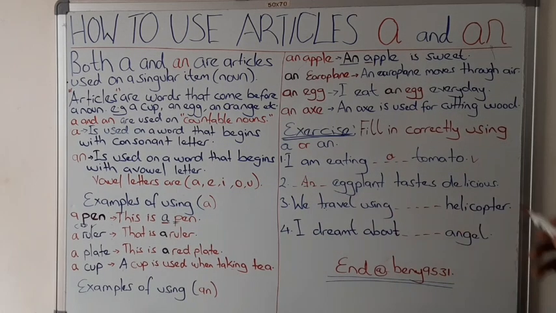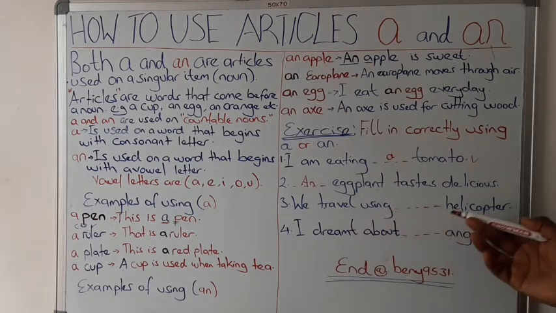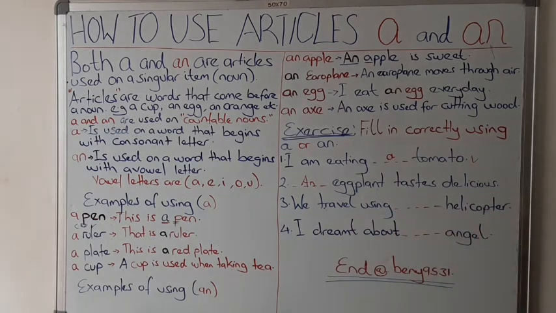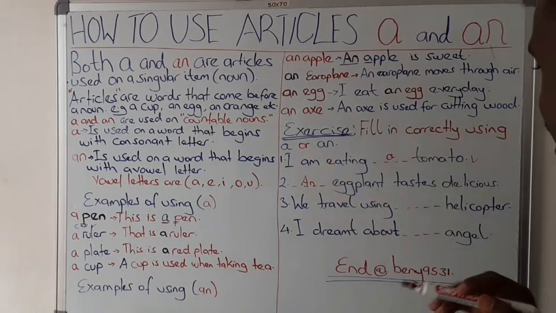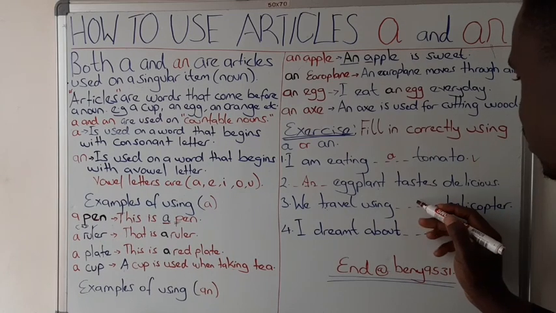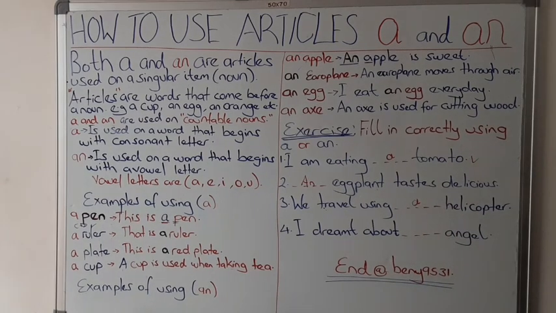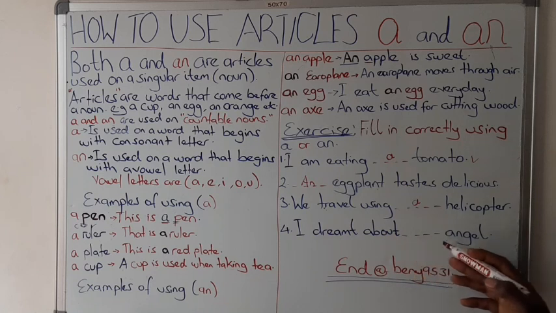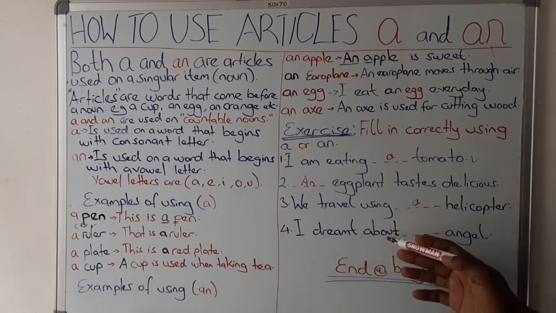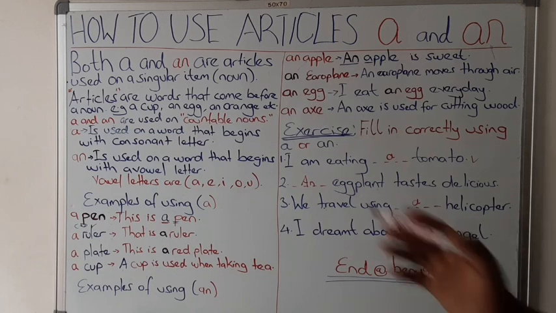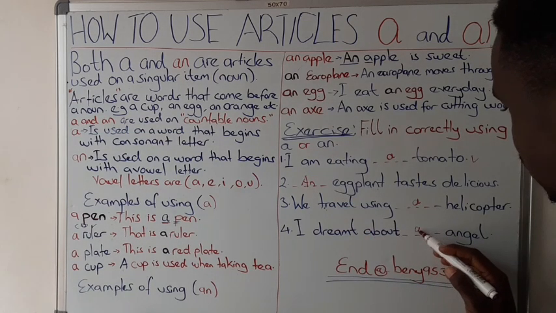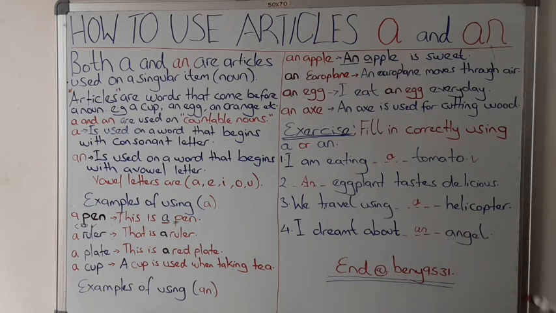An eggplant tastes delicious. Super. We travel using dash helicopter. The noun here is helicopter. And the answer will be, good, we travel using a helicopter. Super. I dreamt about dash angel. What's the answer? I dreamt about, good, an angel. I dreamt about an angel.